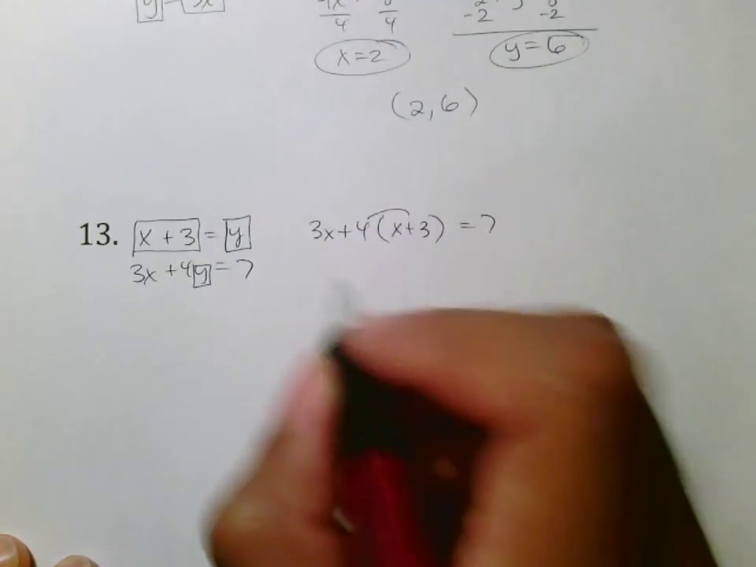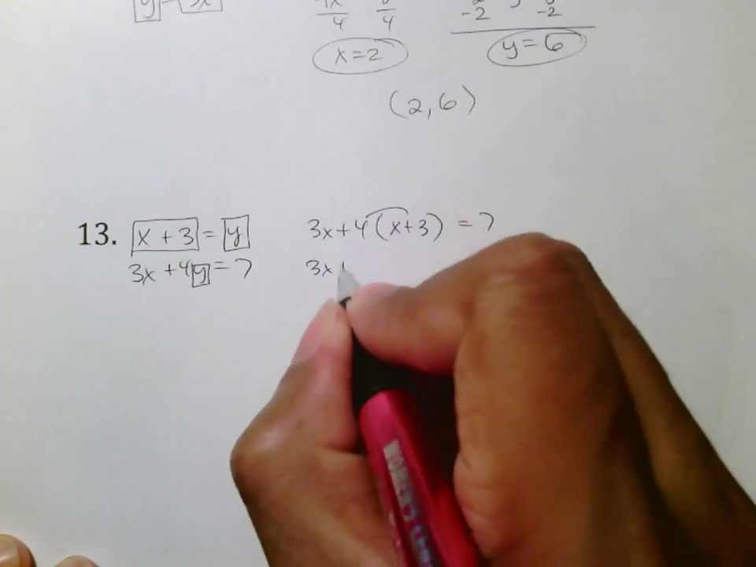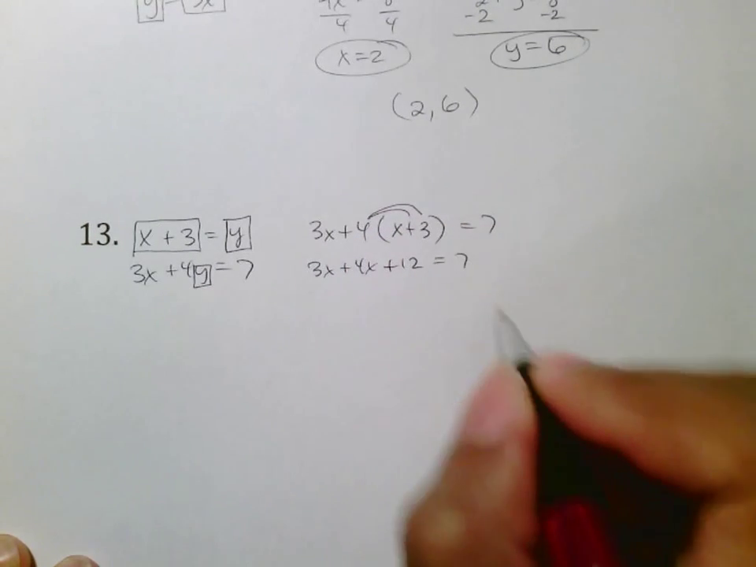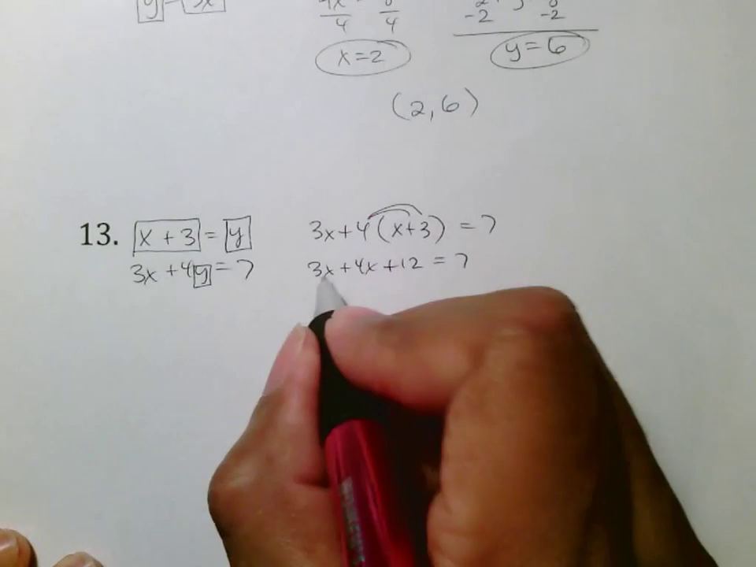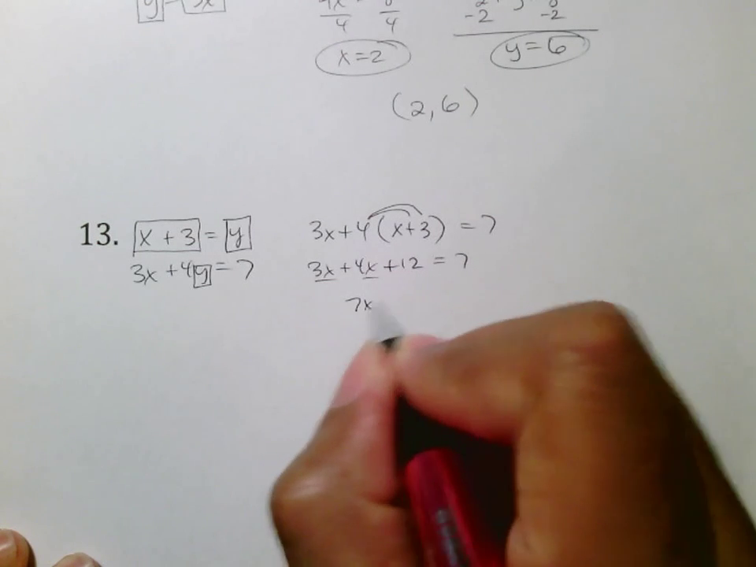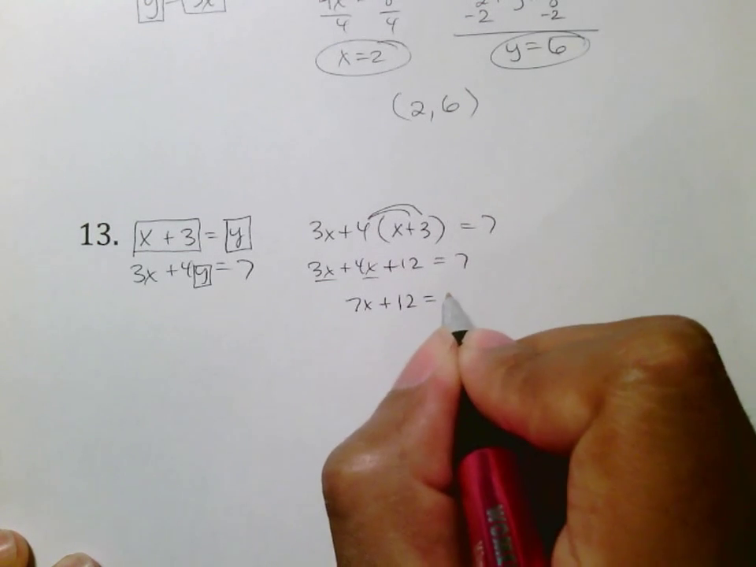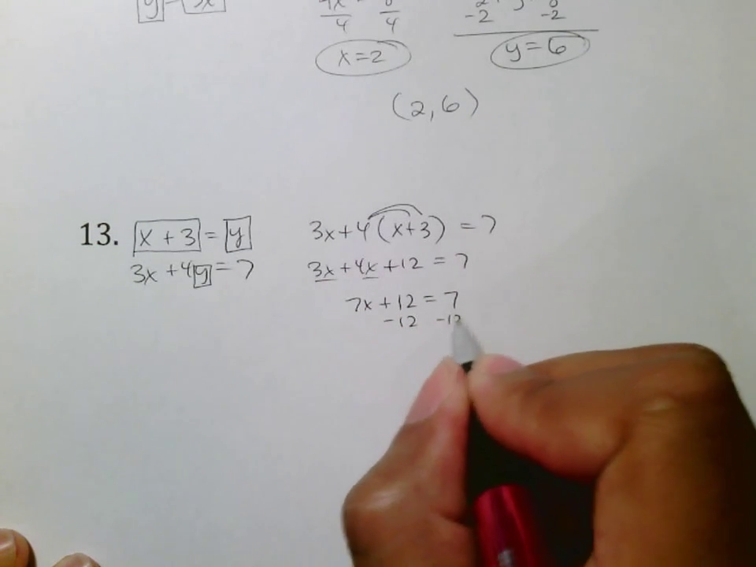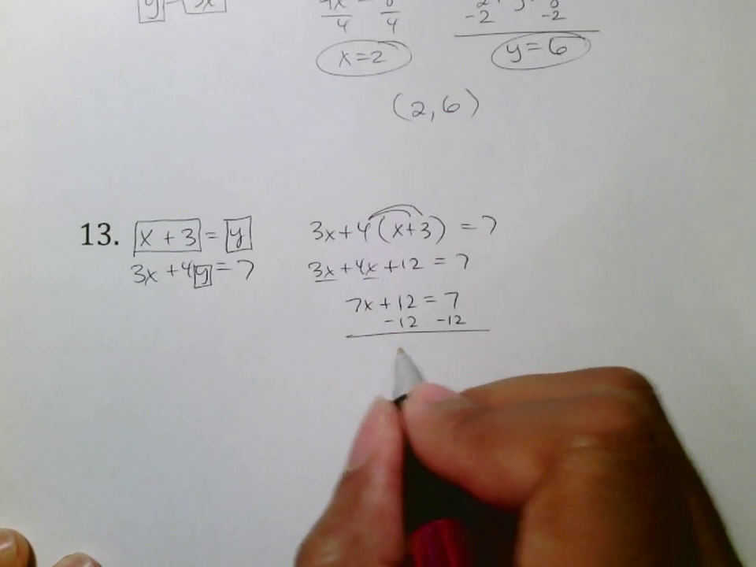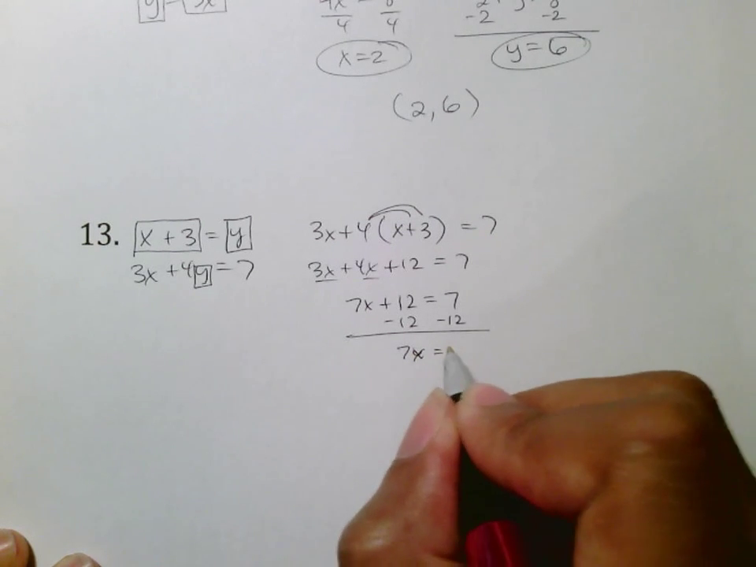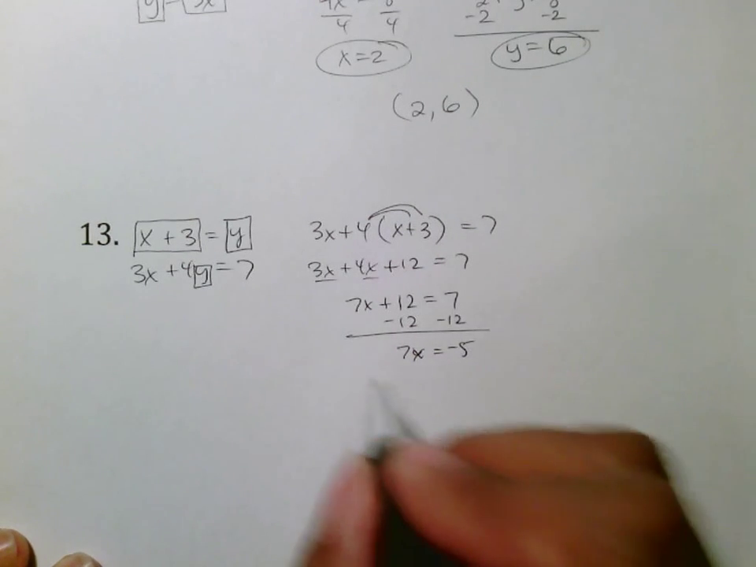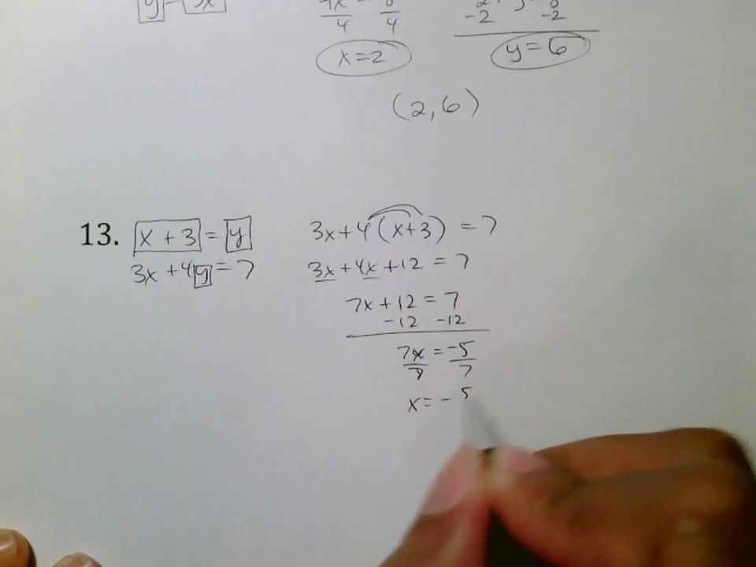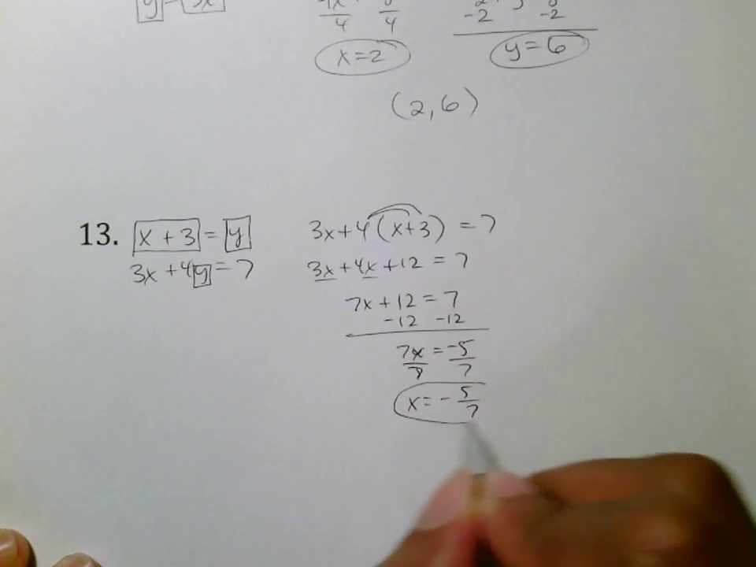I then have to distribute. 3x comes down, plus 4x plus 12 equals 7. Got to put my like terms together. 7x plus 12 equals 7. And solving for x, you have to first move the number, so we subtract 12 from both sides. 7x equaling negative 5, and then dividing by 7. There is nothing we can do with this. It is just an ugly number of negative 5 over 7.